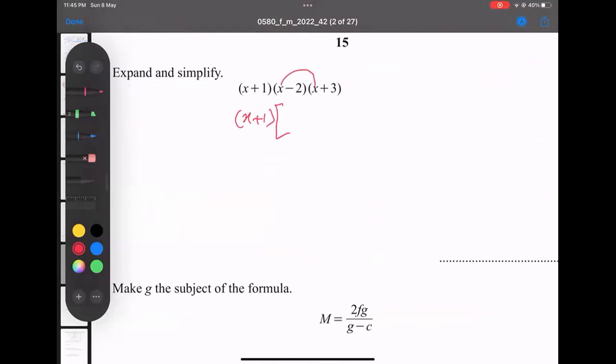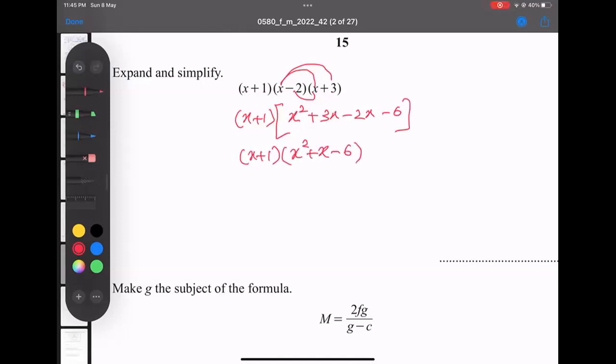x times 2x, I get 2x square. x times 3, I get 3x. And negative 2 times x, I get negative 2x. Negative 2 times plus 3, I get negative 6. So with x plus 1 outside, I'm getting 2x to power 2 plus x minus 6.